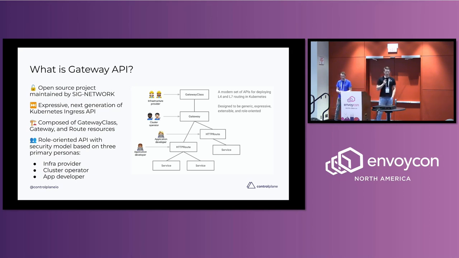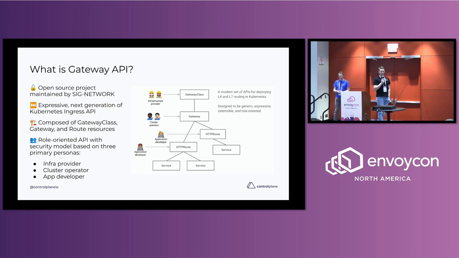It is intended to be expressive, and the next generation and iteration of the Kubernetes Ingress API. So we have here a very high-level overview and architecture diagram that you can find on the Gateway API docs. But at its base level, Gateway API is composed of three resources. Gateway classes, which act as a decoupling between the actual mechanism, or in our case, controller, and the Gateway implementation itself, and provide a class of gateways, almost a templatized configuration for your load balancing resources.